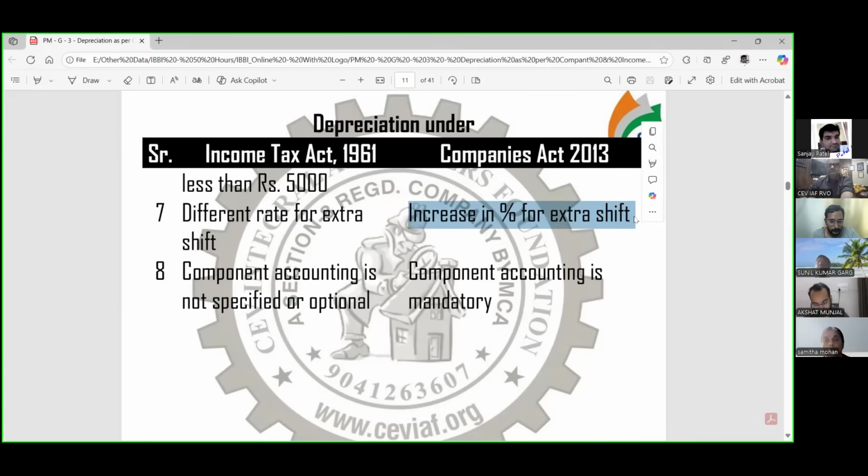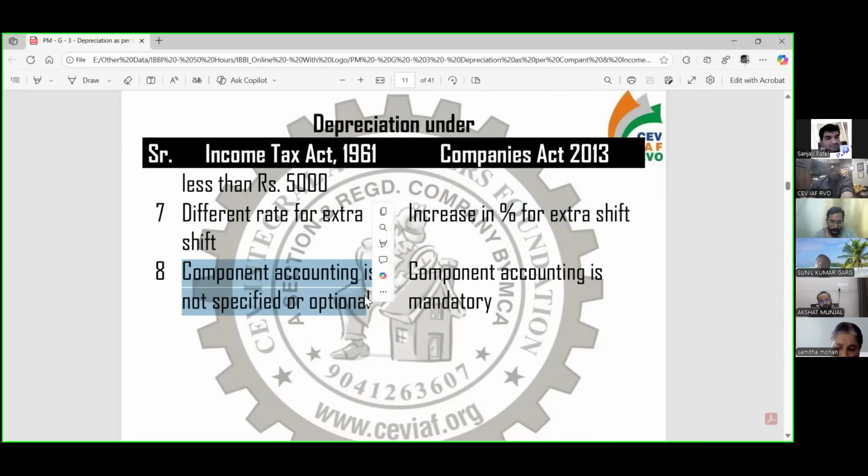Say there is one asset you use in a triple shift. You find the depreciation using the single shift method, 20 rupees. Since it is used in the triple shift, your depreciation will be increased by 100%. 100% of the 20, equal to 40, will be your depreciation. Double shift के लिए depreciation increased by 50%. Triple shift के लिए depreciation increased by 100%.